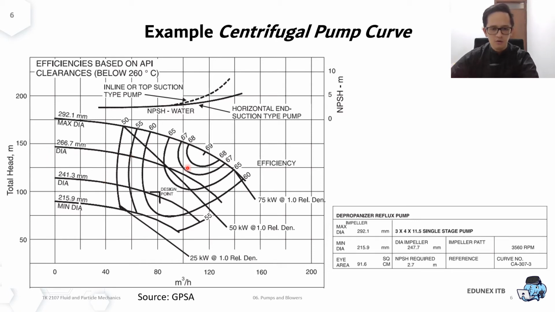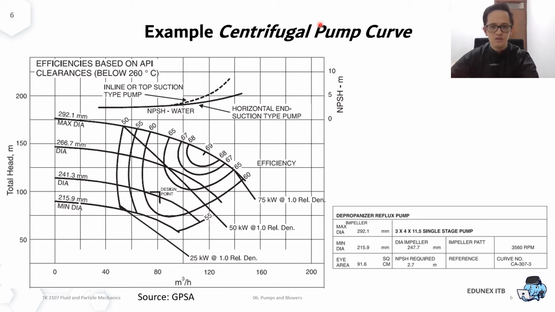And then there are a couple of lines and curves inside of the pump curve. For example, you have the efficiency curve. So every point attached to this first curve has 68% efficiency. The outer curve is 67% efficiency, up until the outermost curve at 50% efficiency. And then you also have, for example, 4 different kinds of impeller diameter. The smallest one is 215.9 up until 292.1 millimeter, depending on your needs for this specific pump series.